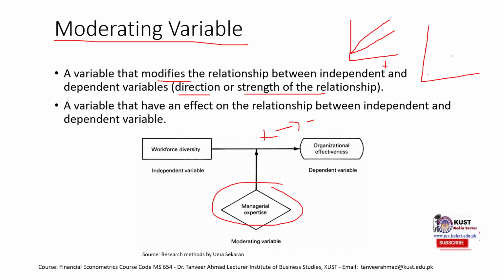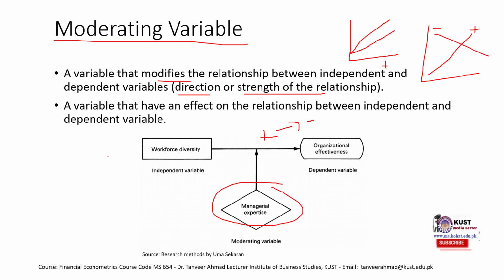And when the direction would be affected, that would mean if there is a positive relationship, that would be converted into a negative relationship, or the other way around. But the idea is that the moderating variable would either change the direction or change the strength of the relationship.